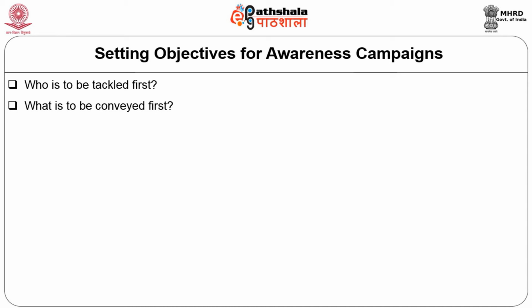Going back to the example of anemia, what is to be conveyed first? Should we talk to them about taking iron supplements? Should we talk to them about taking iron-rich foods? Should we talk to them about stopping iron absorption inhibitors like coffee and tea? Or should we talk to them about taking more vitamin C foods so that they help in absorption of iron? That entirely depends on your basic understanding of the audience and the audience problems.